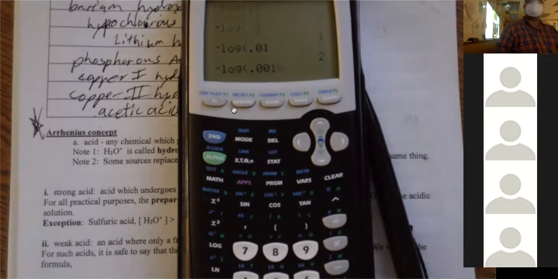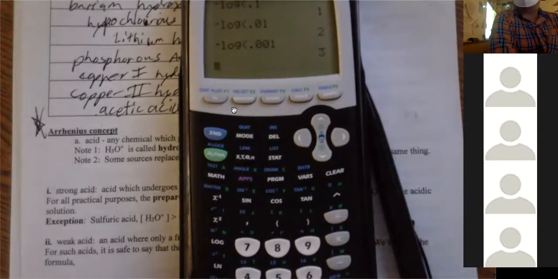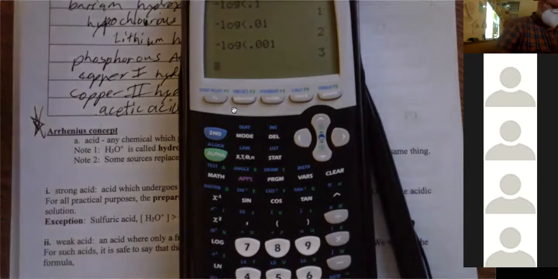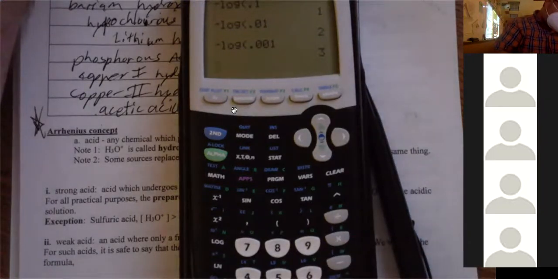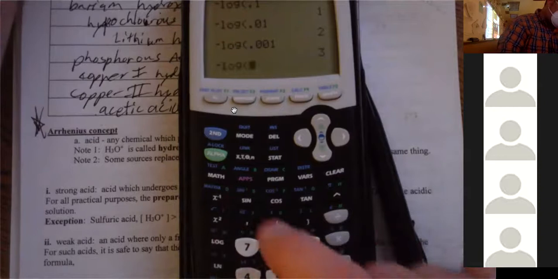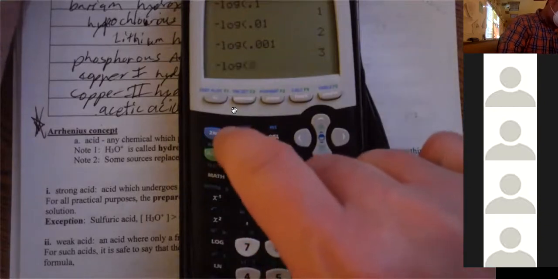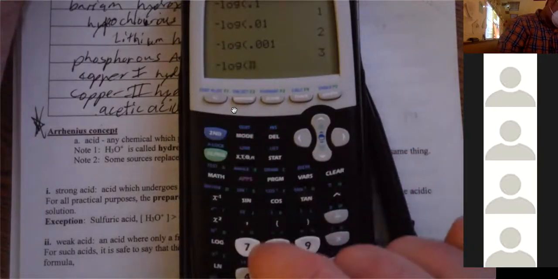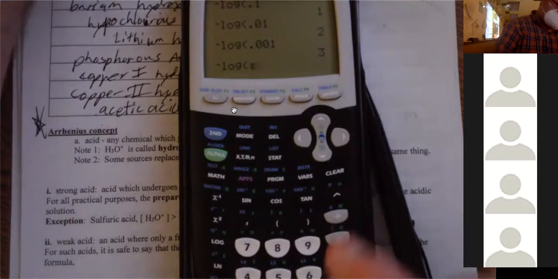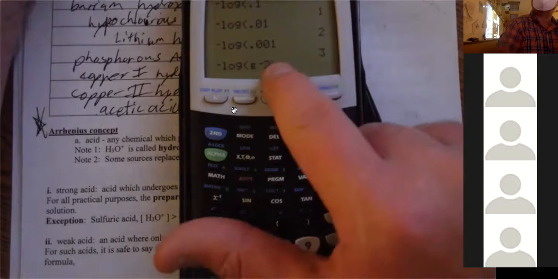Three. We're going by a factor of 10 each time. That's basically what the pH scale allows you to do. It's the same thing if we take, for example, the negative log of 1 times 10 to the negative 2. The pH will be 2.